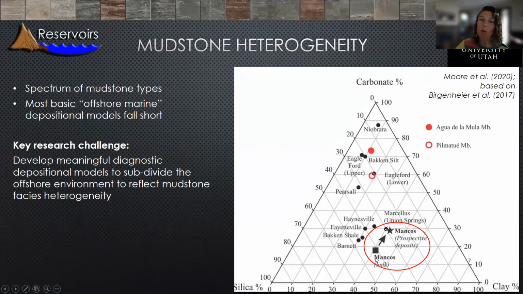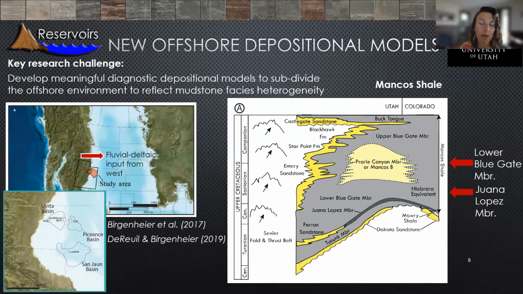So our goal has really been, from an academic standpoint, to develop meaningful diagnostic depositional models in order to subdivide this broad offshore environment category to reflect the facies heterogeneity that we see in the mudstones. So I'm going to show you a couple examples where we've been able to do this. This is an example where we've been able to develop these depositional models to subdivide the offshore environment.